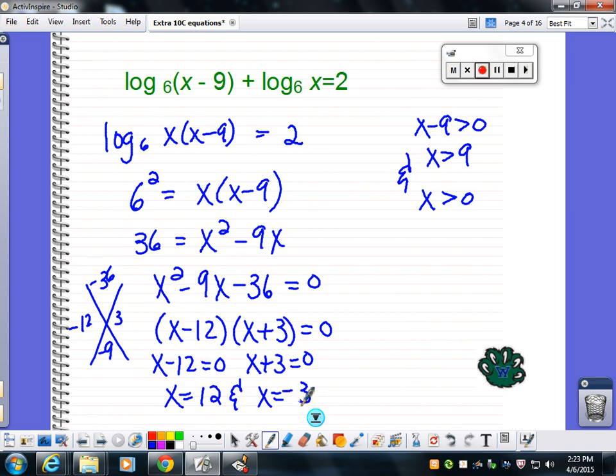All right, check for extraneous. 12. 12 is greater than 9, so that one's good. Of course, it's also greater than 0. So 12 works. How about negative 3? Well, negative 3 is not greater than 9, is not greater than 0, so that means that one's extraneous. So my only solution for this is 12. So we did end up with an extraneous solution.